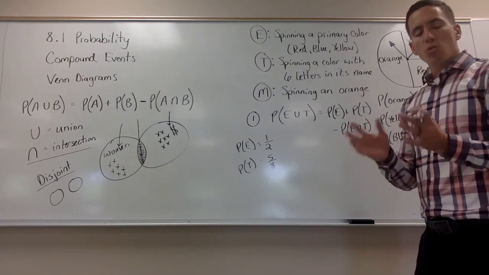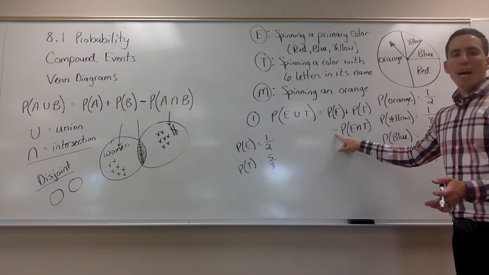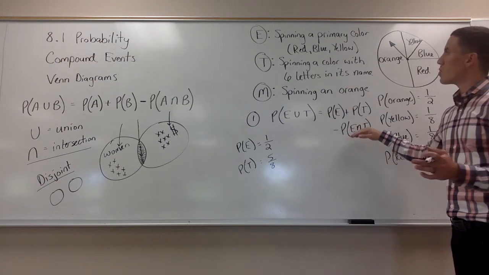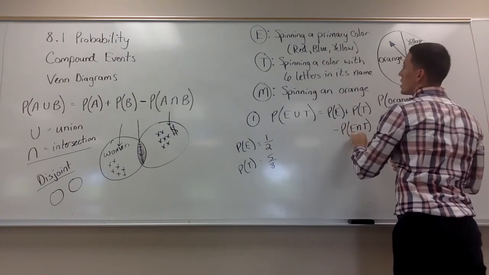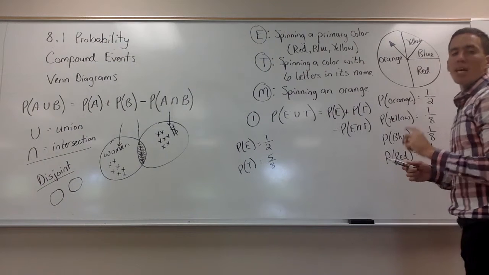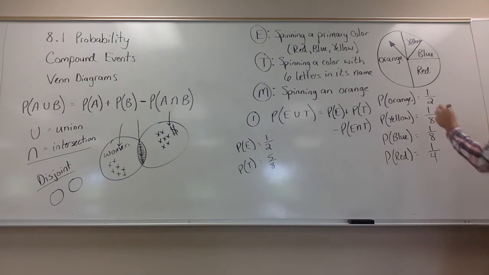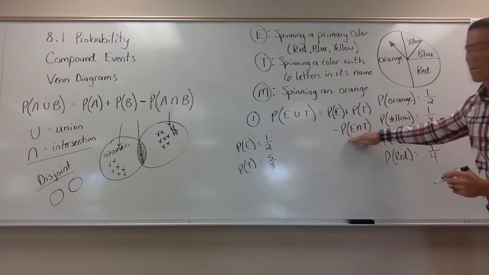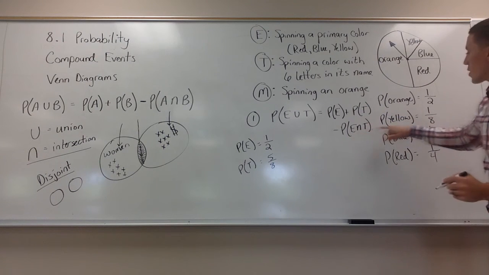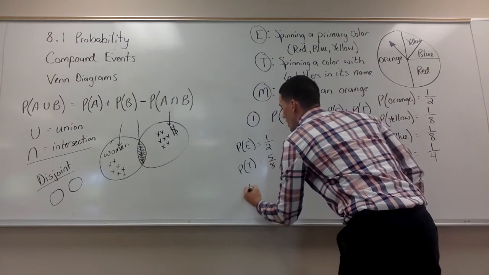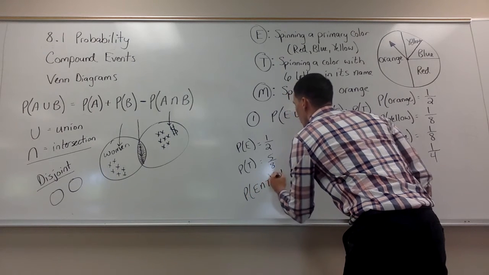Now for the trickiest part of the problem, we need to subtract out the intersection of these events, E and T. So in other words, is there a color that is E, a primary color, but is also T, a color with 6 letters in its name? In this case, the answer is yes. A color that is a primary color that also has 6 letters in its name, we only have one that fits that category, and that's yellow. So E intersect T, another way of saying that would be the probability that we get yellow, which is 1/8. So the probability of E intersect T is 1/8.